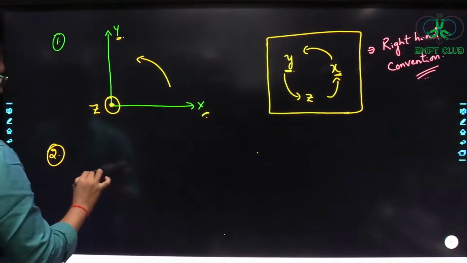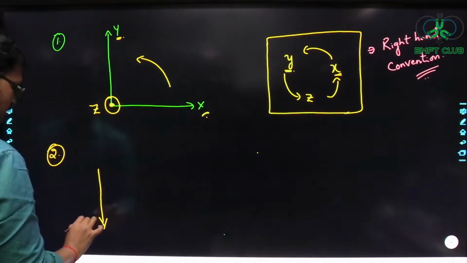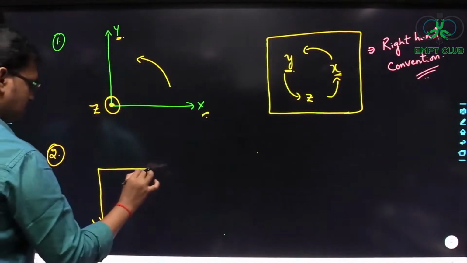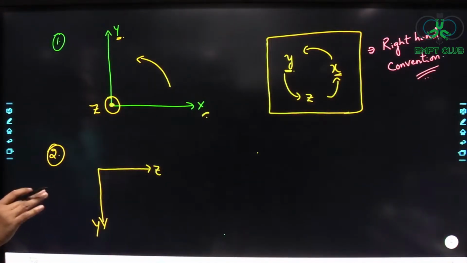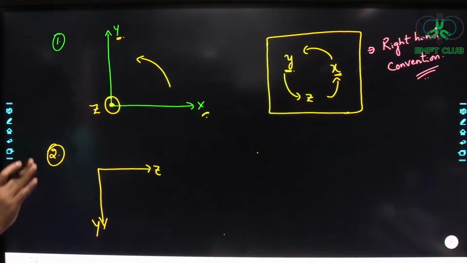So let us consider here, this is the y-axis, right? And this is the z-axis. You have to tell me the third positive coordinate direction. Here the third positive coordinate is nothing but positive x. So you have to tell the direction of positive x, whether it is out of the board or into the board. Okay, so do it here.